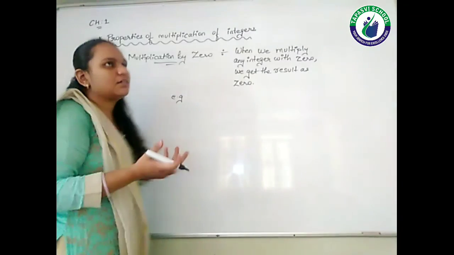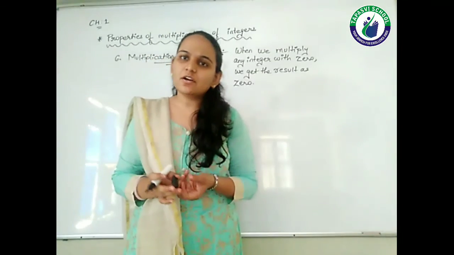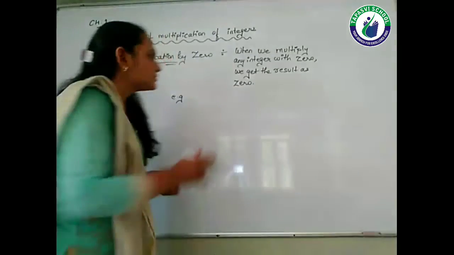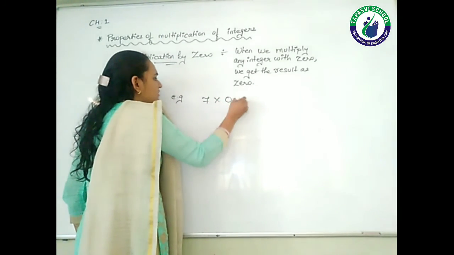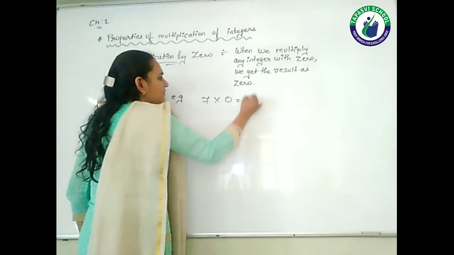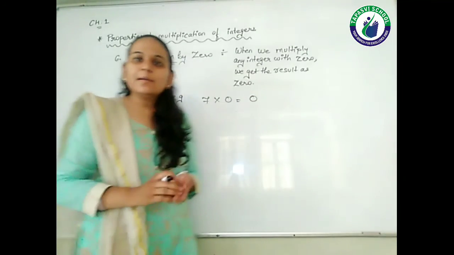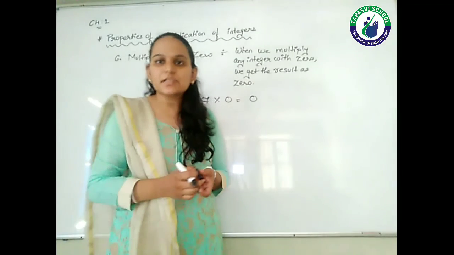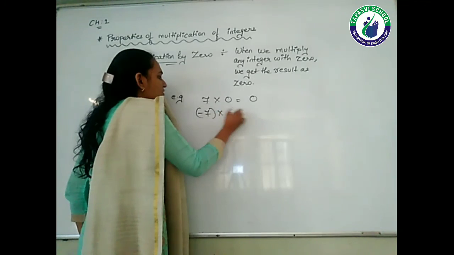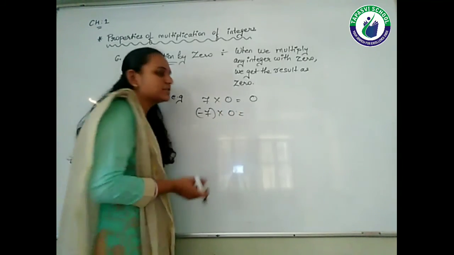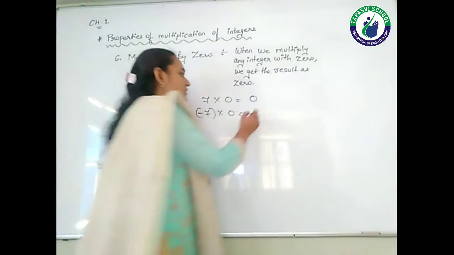Here you can take a positive integer or a negative integer, right? So for example, I am taking 7 and I multiply it with 0. So 7 multiplied by 0, the answer will be 0. I am going to take another integer that is a negative one. So minus 7 and 0. If you multiply minus 7 with 0, you also get the answer as 0.